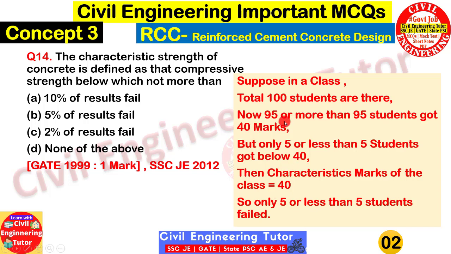95 students or 95% of the sample should be above some value, then we will call it the characteristic value. So whenever characteristic strength or characteristic load is asked, you should remember that 95% of the sample will pass and only 5% of the sample fail. So just remember this concept: whenever characteristic strength or characteristic load is asked, there are two values that you should remember, that 95% will pass and 5% will fail. So here the correct answer will be obviously B.